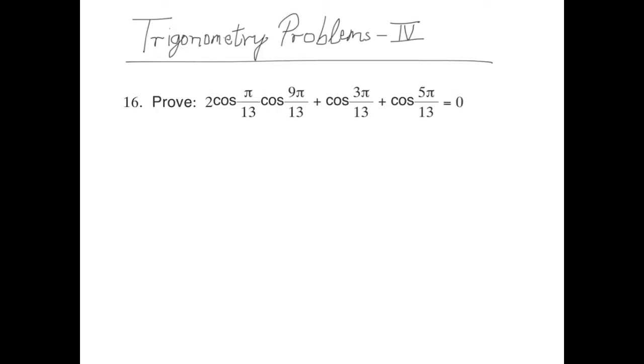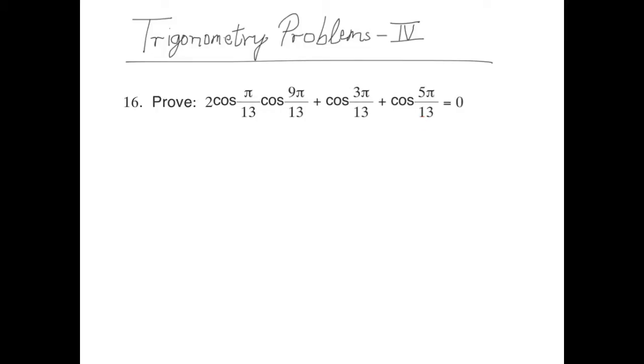Now if you look at the terms here, we have cosine of pi by 13, we have cosine of 9 pi by 13. That's a product of those two terms. And then we have these two other terms which have been added. They are cos 3 pi by 13 and cos 5 pi by 13.